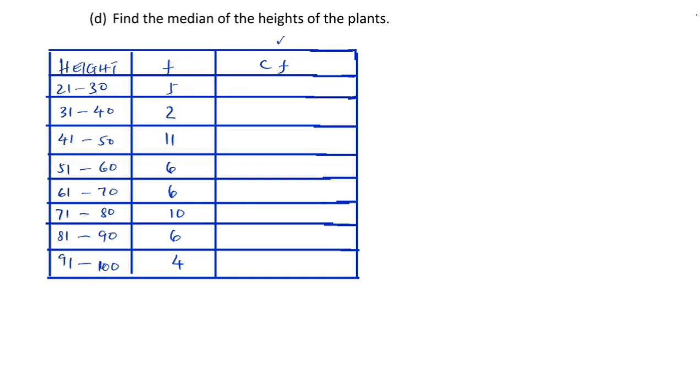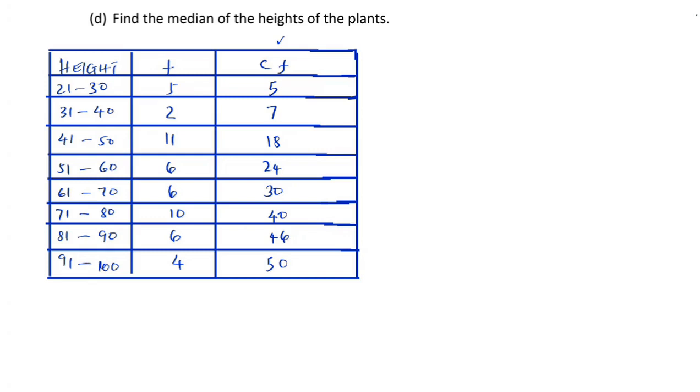For the first group, the cumulative frequency is 5. For the second one, we just take this 5 plus 2, which equals 7. For the third one is 18. Next is 24. Next is 30. Next is 40. Next one is 46. And the last one is 50.